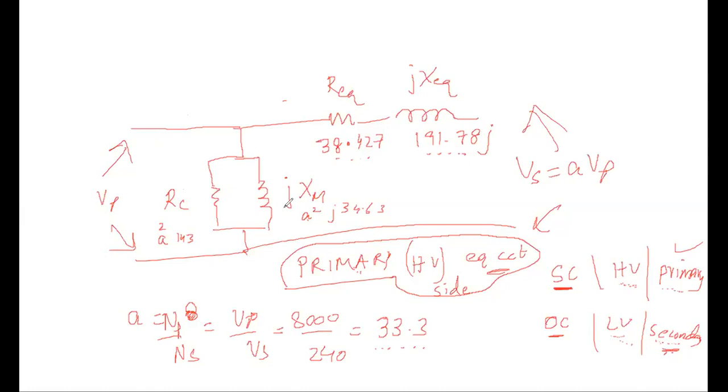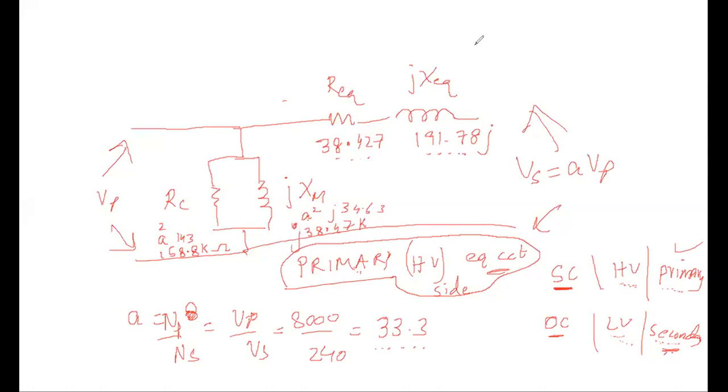So 143 times 33.33 square is equal to 158 kilo ohm. So this RC as reflected to the primary side is 158.8 kilo ohm, and this JXM when referred to the primary side will be equal to 34.63 multiplied by 33.33 square. This will be equal to 38.47 K.